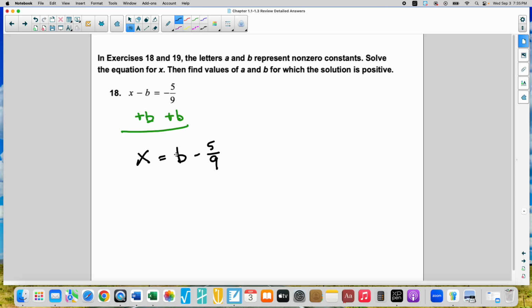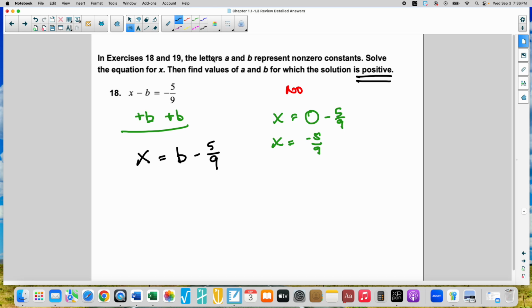So now it's saying, what value for b would make the solution, my x, positive? If I stick 0 in there for b, which it says you can't put 0, but we're going to start with 0, what happens to that solution? That solution is negative 5/9. If we plug in 0 for b, we get x equals negative 5/9. And that does not work because it's not positive. So that's a no.